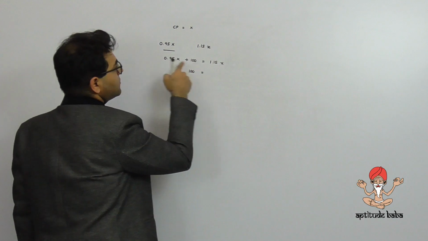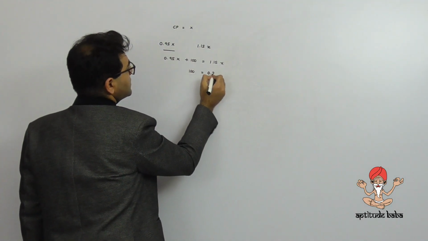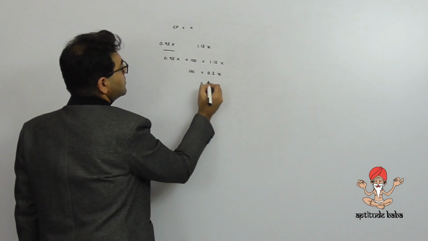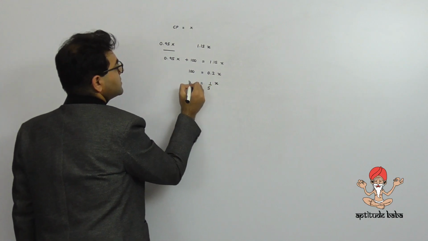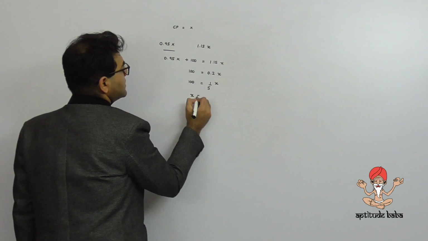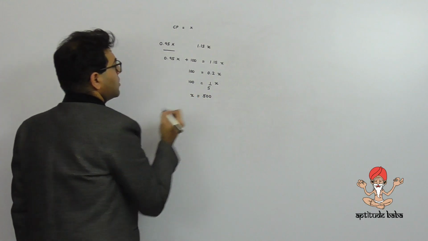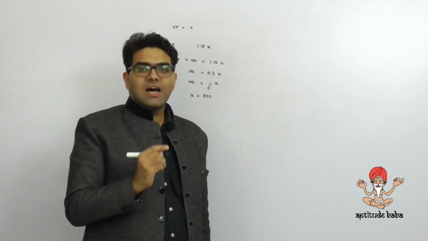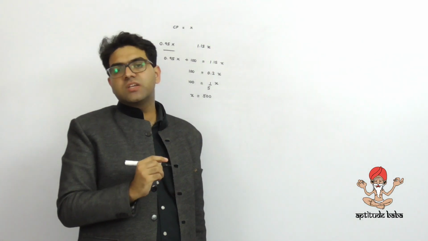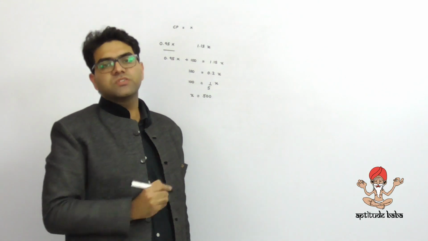Taking the 0.95 to the other side will give me 0.2 of x. Now 0.2 can be written as 2 by 10, or 1 by 5. So 1 by 5 of x is equal to 100, or x ends up becoming 500. Now if the value of x is 500, your question asks you to define the selling price at which you will be making 10% profit.